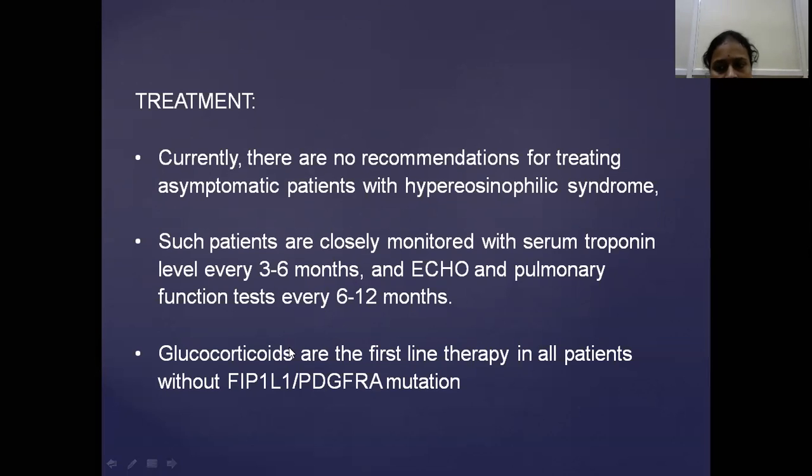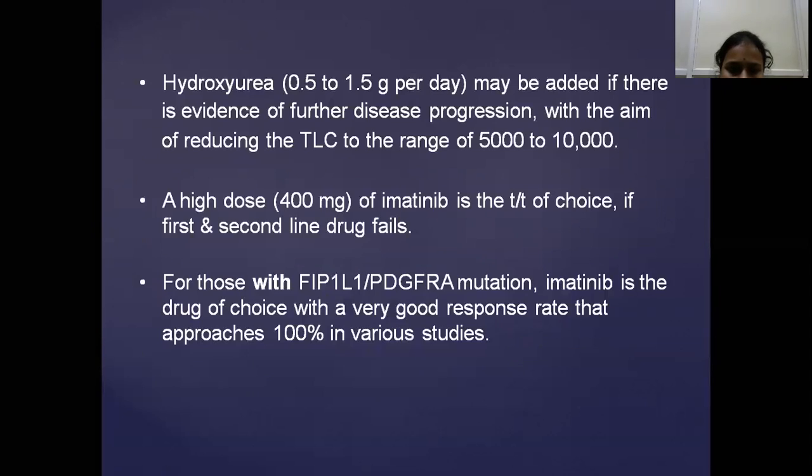Glucocorticoids are the first line therapy in all patients except the patients with the FIP1L1-PDGFRA, platelet derived growth factor receptor alpha mutation. In those patients with this mutation, we start with imatinib. Imatinib is the drug of choice in the patients with this mutation. This has a 100% success rate in some studies. A high dose of imatinib is the treatment of choice if first and second line drugs fail.